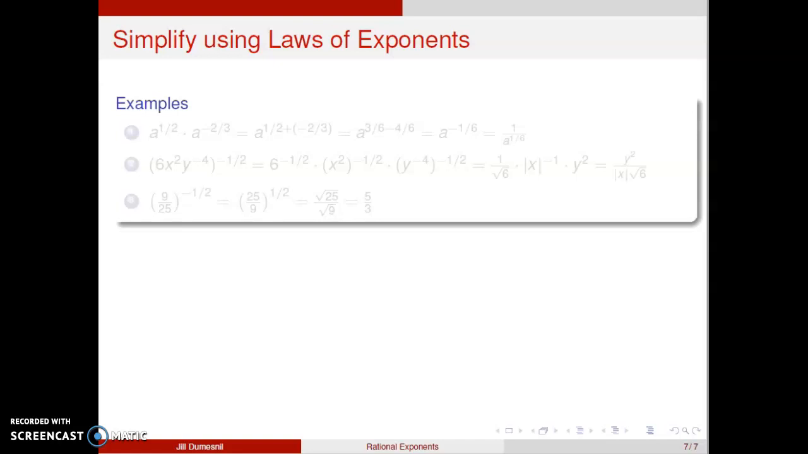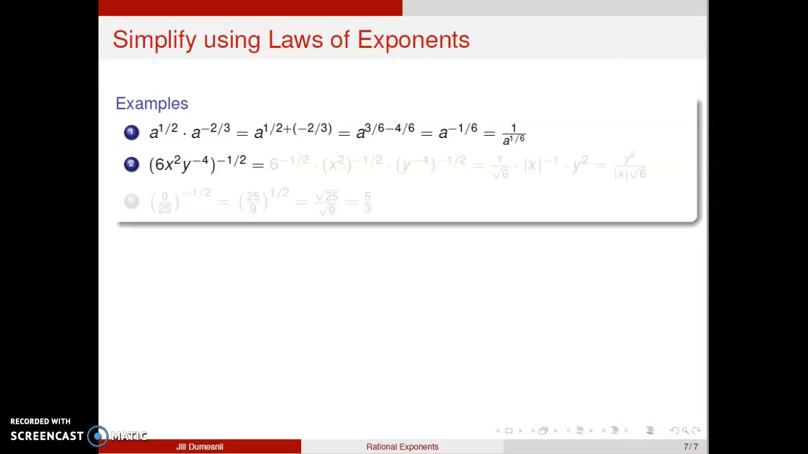Let's consider 3 examples. To compute a to the 1/2 times a to the -2/3, we add the exponents. To add fractions, we need common denominators. 3/6 minus 4/6 equals a negative 1/6, so we have a negative exponent. Simplifying exponential expressions typically includes elimination of any negative exponents, so we get the reciprocal of a to the 1/6 power.